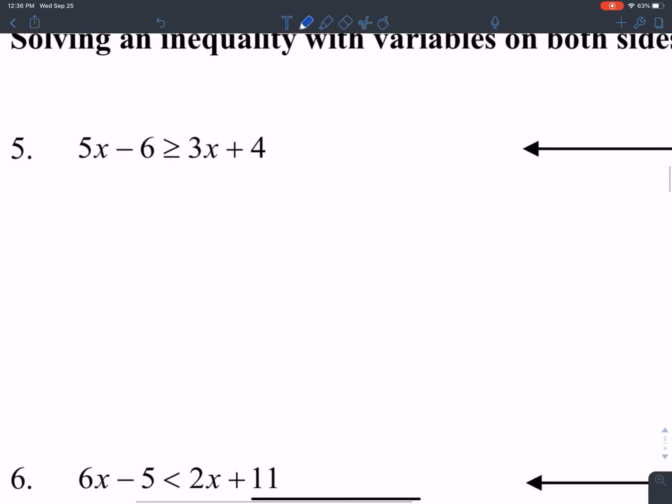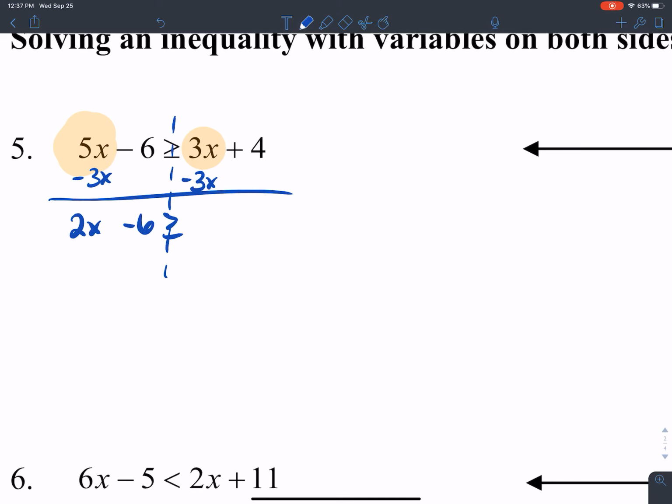So on this one, when I see x's on the left here and I see x's on the right there, I want to get them on the same side. So I don't want any x's on the right side, let's say. If I don't want any x's on the right side, I would need it to be 0, so I'd subtract 3 x's from both sides. And then it looks very similar to the ones we were working on the front page.